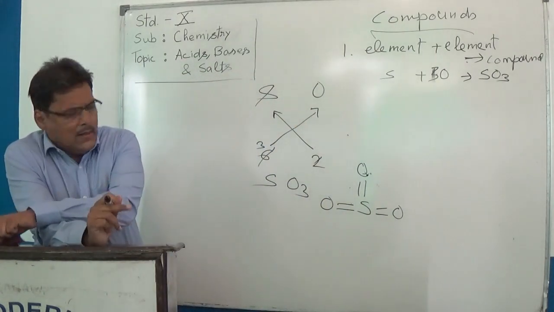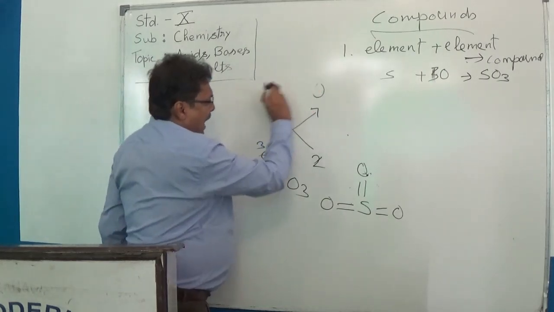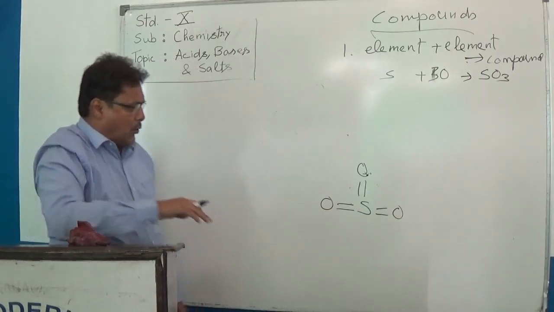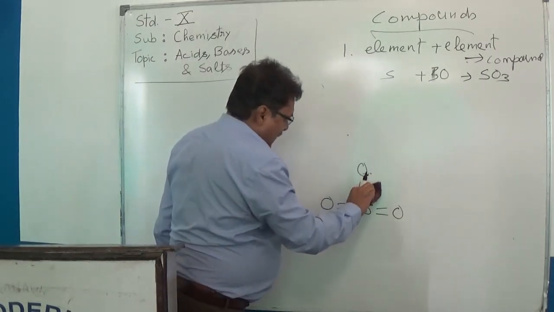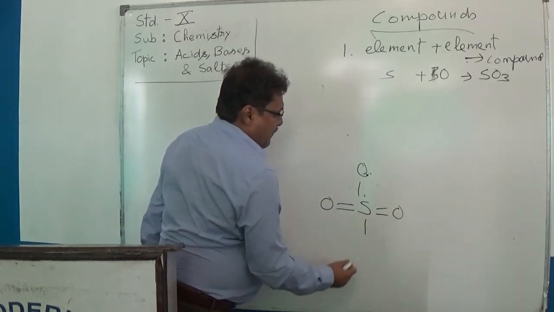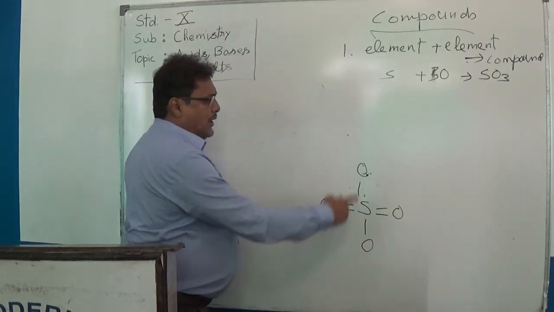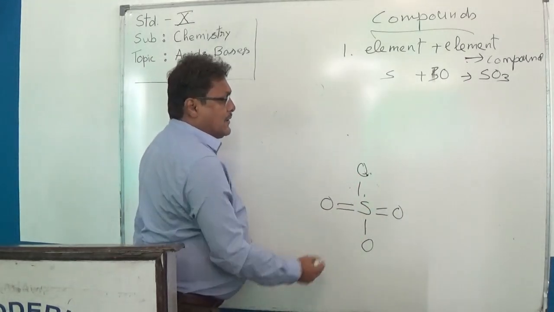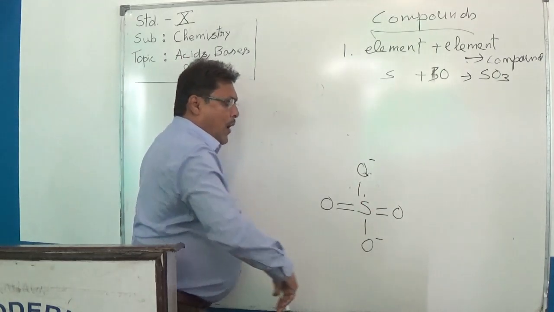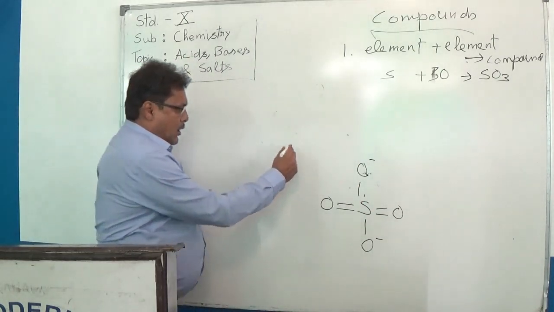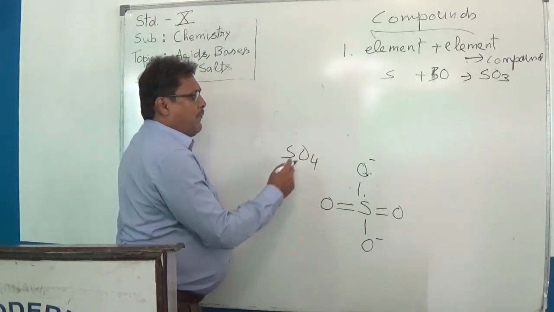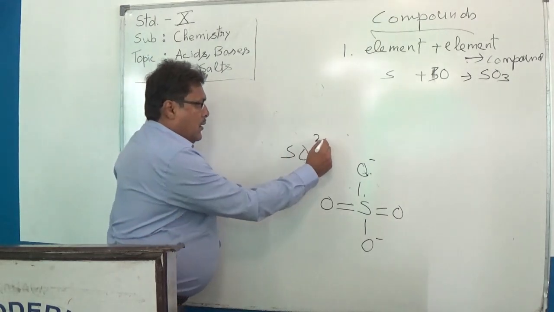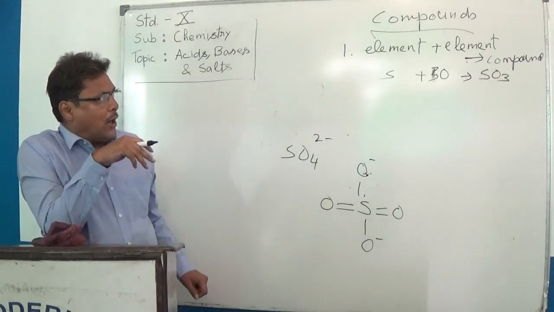Now for a moment, let us say we add to this structure another oxygen atom. Now there are one sulfur and 4 oxygens. So you see, 2 oxygens are in double bond, that's alright. But these 2 oxygens are in single bond, so they have 1 electron left. So now this becomes SO4, a sulfate, but an ion. Sulfate 2- anion.